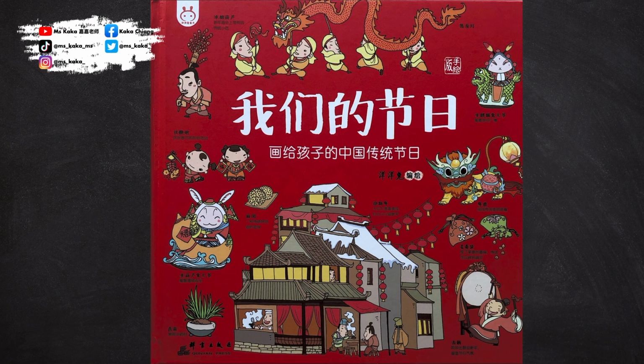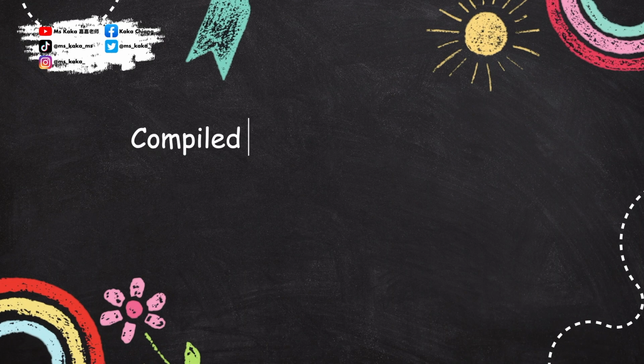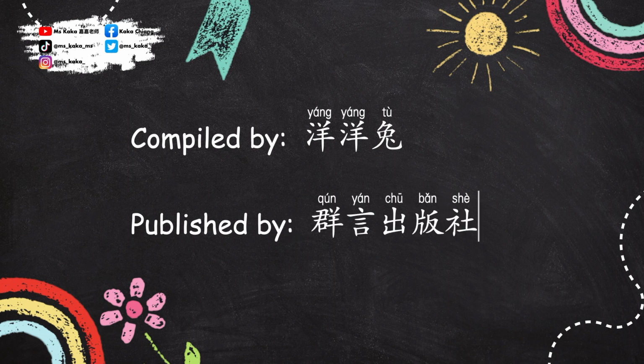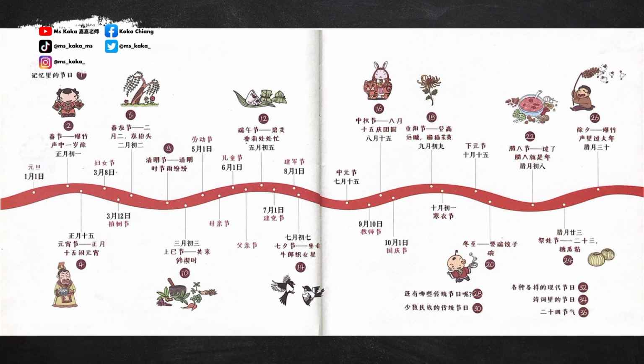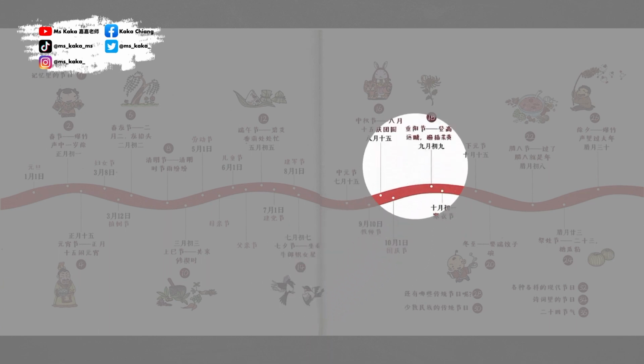If you watched my previous video on reading, then you would have known this book, 我们的节日. This book is compiled by 洋洋兔 and published by 群言出版社, which tells about the origin and traditions of each Chinese traditional festival. Let's have a look at the timeline. Last festival we learned about is 七夕节, 七夕 festival, Chinese Valentine's Day. Then what is the upcoming festival?